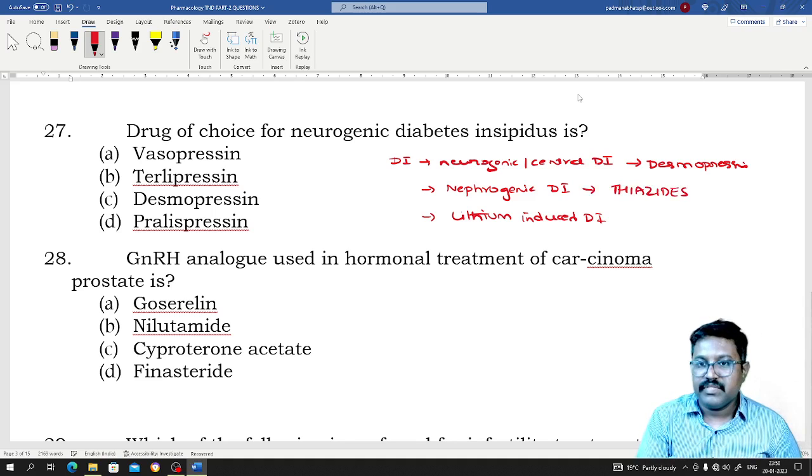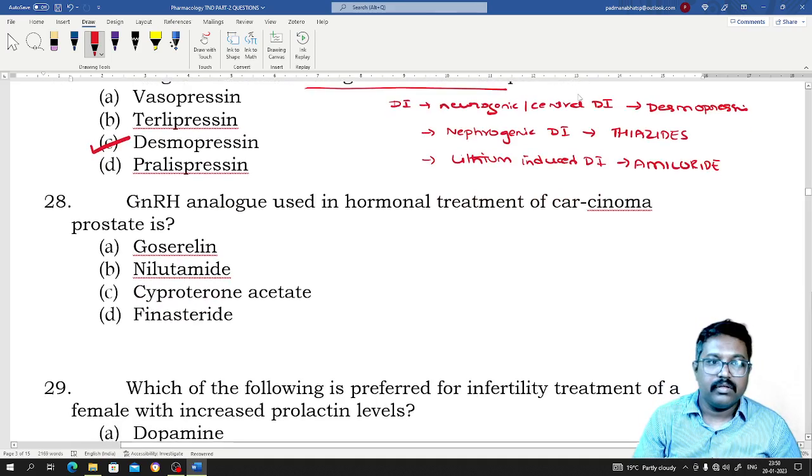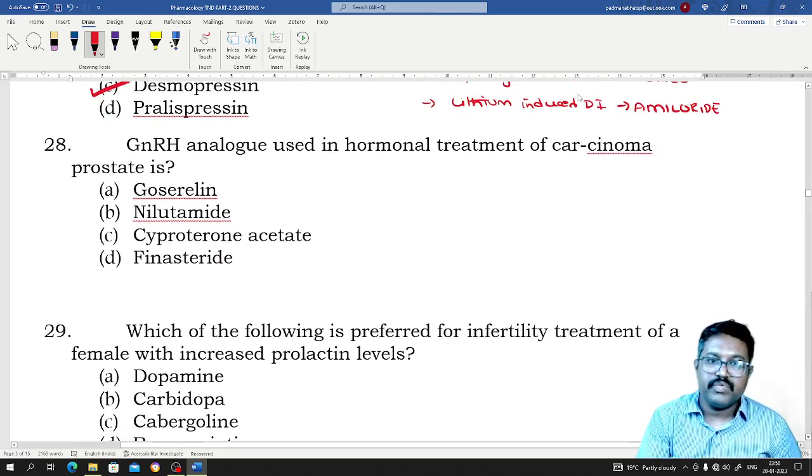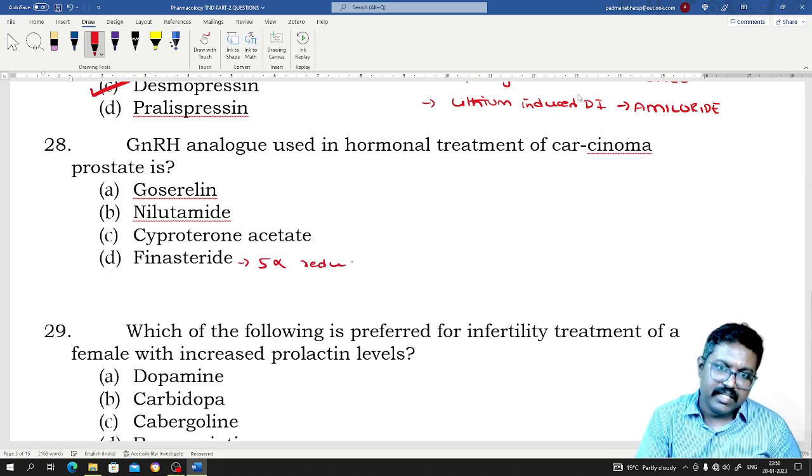And lithium induced diabetes insipidus, the answer is amiloride. So this you need to keep in mind. So here the right answer will be your desmopressin. So GnRH analog used in hormonal treatment of carcinoma of prostate is, so finasteride is a 5-alpha reductase inhibitor.